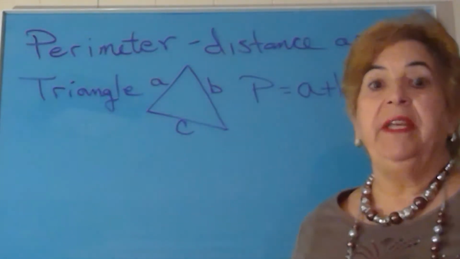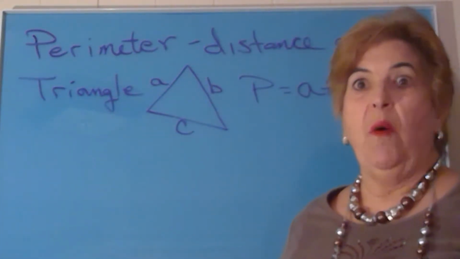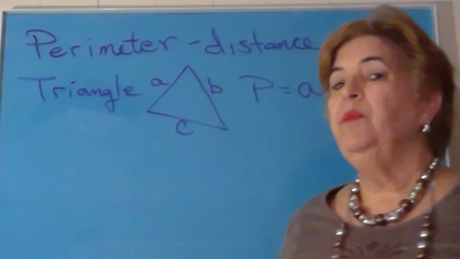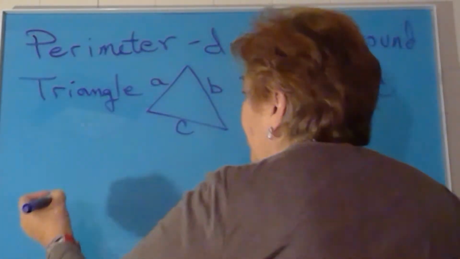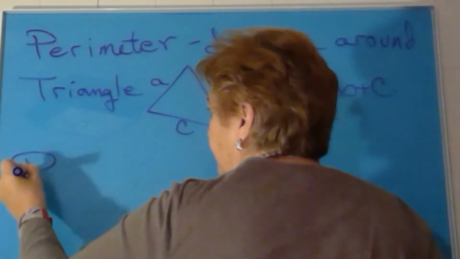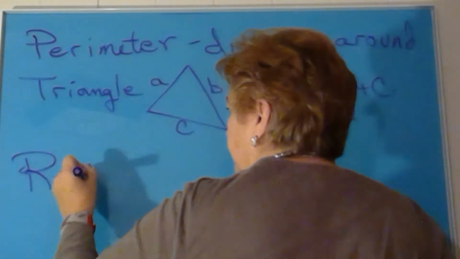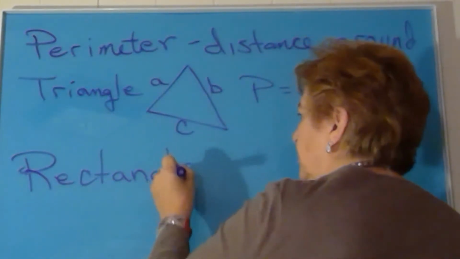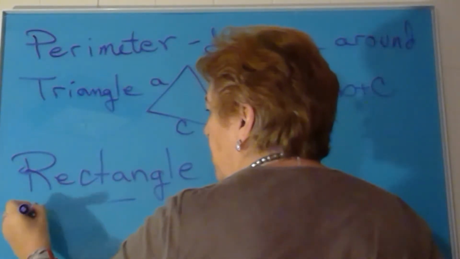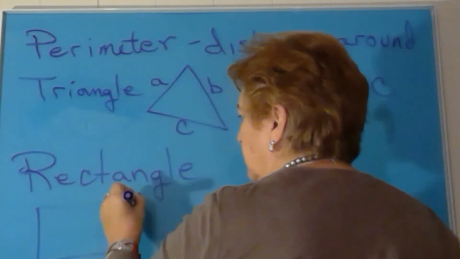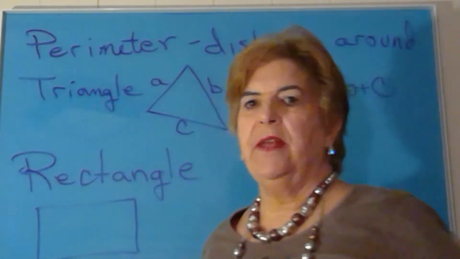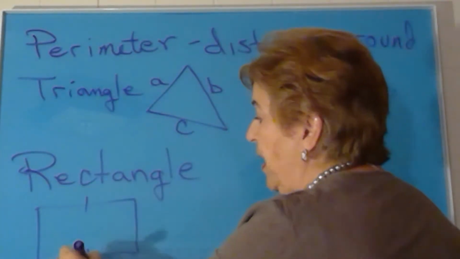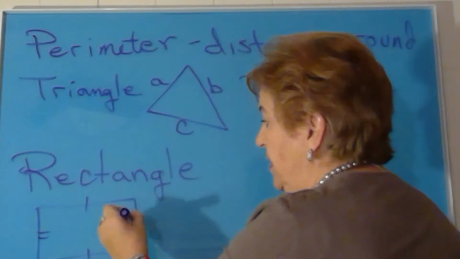You can do that with any figure. If you know all the sides, you add them all up. Sometimes we won't know all the sides. So with a rectangle, one thing we do know about a rectangle is that it has 2 pairs of equal sides. Those sides would be equal and those sides would be equal.